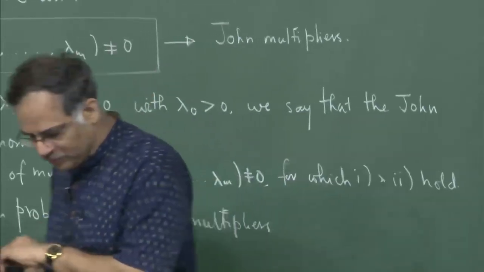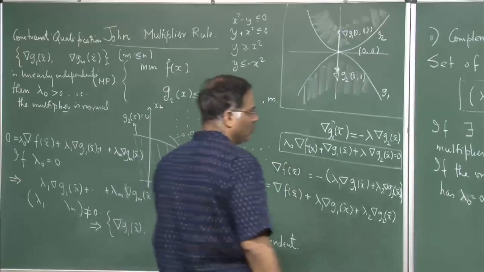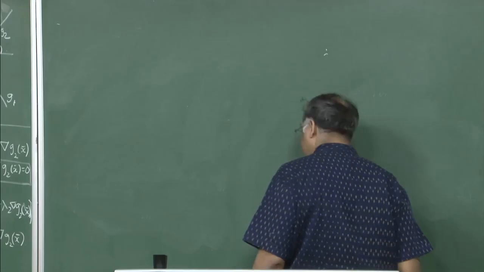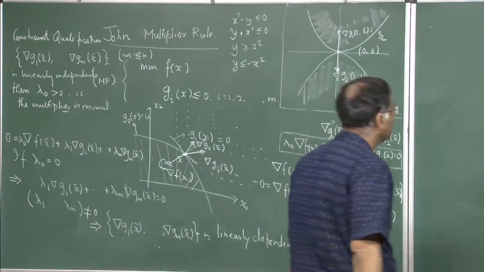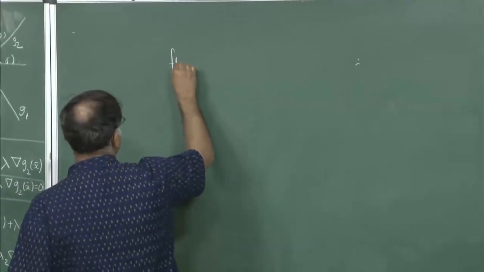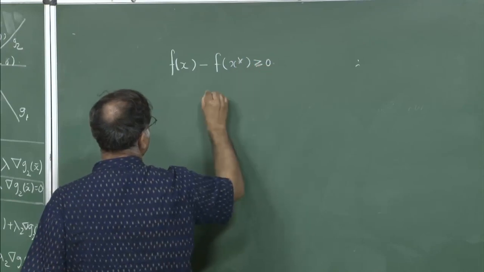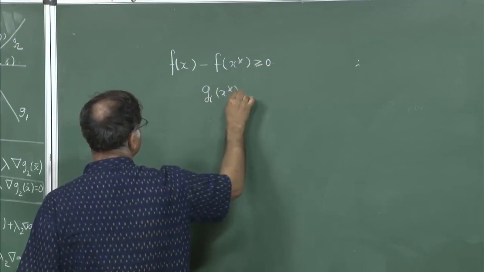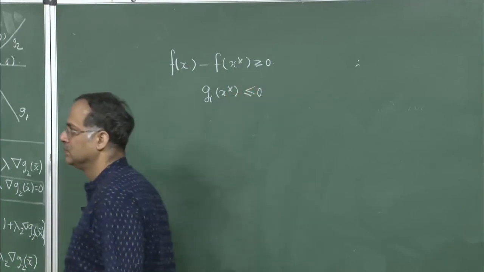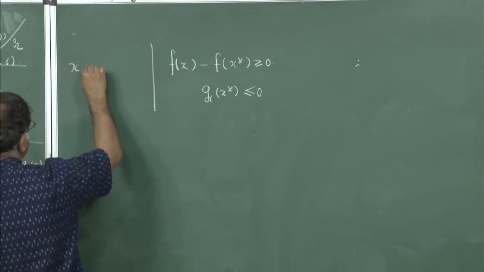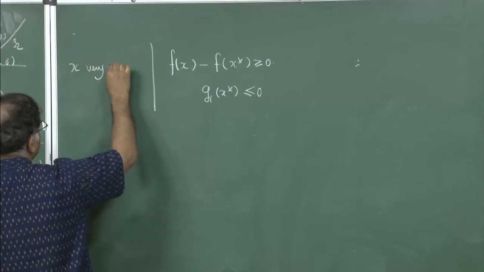So, let us try to prove what we have mentioned. How are we going to prove the John multiplier rule? What is the meaning of a solution even locally? For x very near x bar, for which this is true and this is true, this is your local minimum for x near x bar. You can understand x very near x bar means we are talking about a neighborhood and all those points.